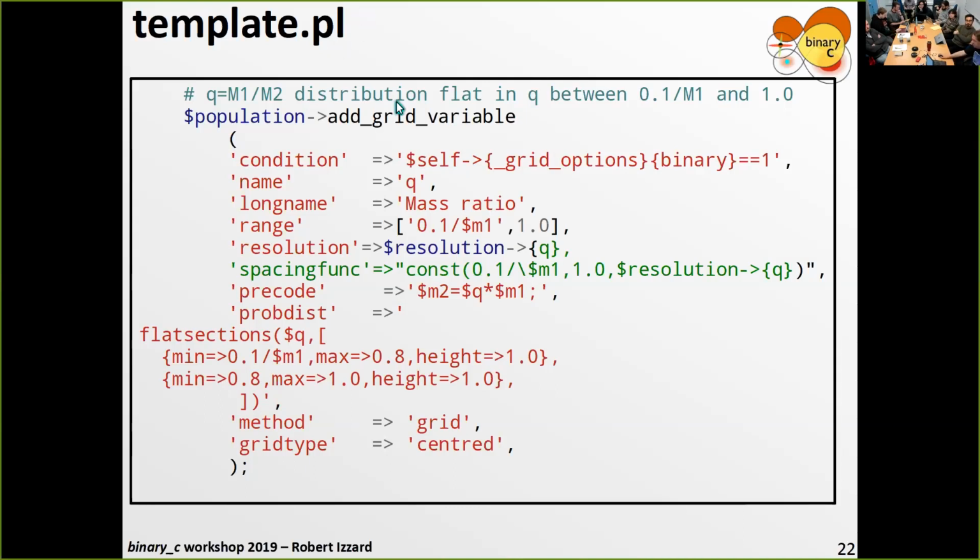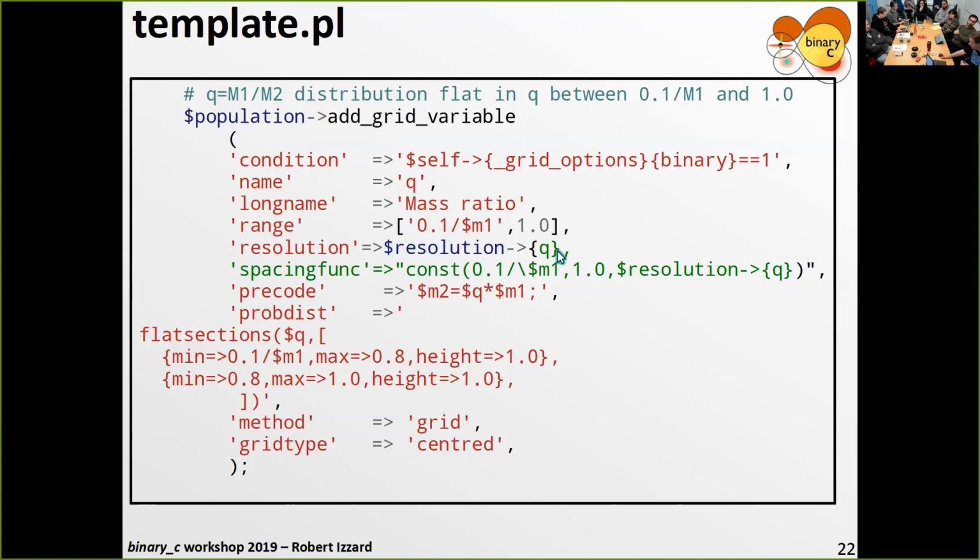The mass ratio is called Q. That's standard in binary physics. Long name is mass ratio. The range is between 0.1 to 1, but it's actually 0.1 divided by n1. The reason for that is that the minimum mass of a star is 0.1. So that's why you can't have a mass ratio of 0, because that implies mass 0, which is clearly wrong.